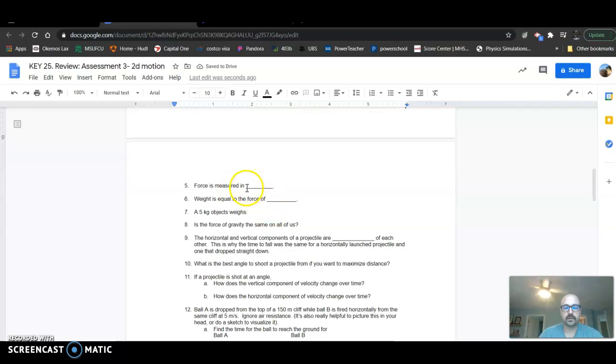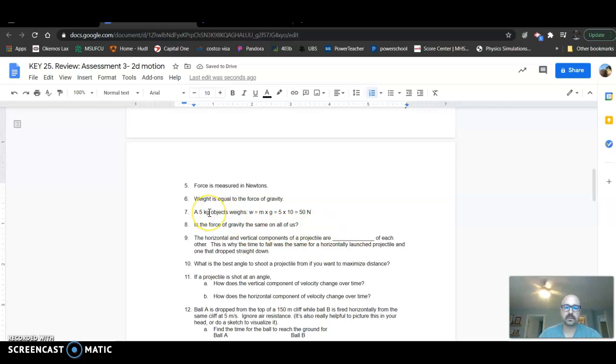Now here, just some basic fundamental pieces of knowledge. Force is measured in newtons, always. Weight is equal to the force of gravity on you. And so a 5 kilogram object, its weight, if you remember, weight equals mass times acceleration due to gravity. So plugging that in, that's 5 times 10, and that would have a weight of 50 newtons.